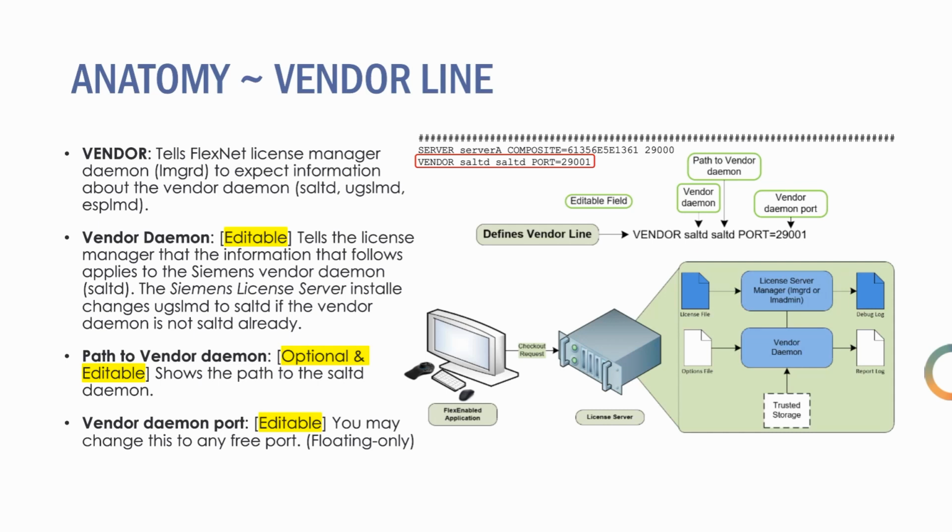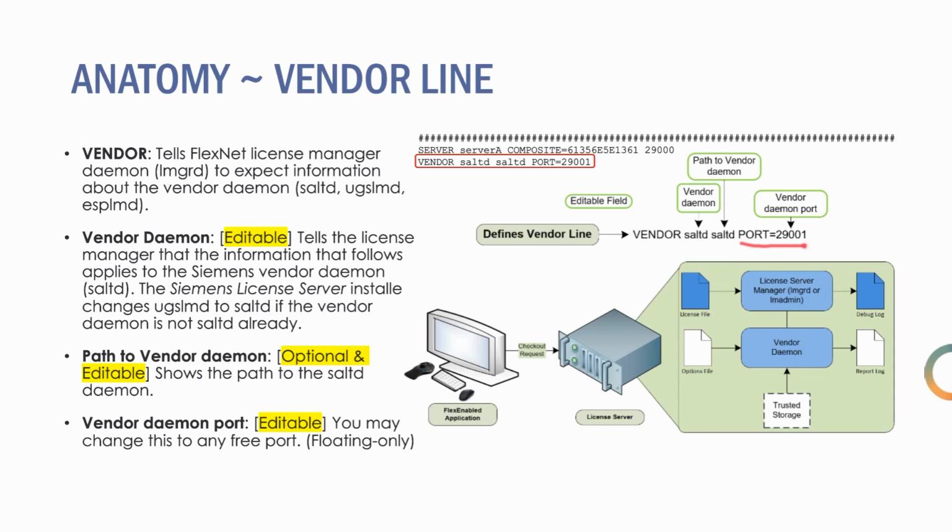So the vendor daemon, this is the Salt D vendor daemon. And then there's a path to the vendor daemon. So this is a new thing in the Siemens license server. Vendor daemon is located in a different directory than the license server utility, specifically the LMGRD utility. Then you have to have the absolute path to where that vendor daemon is. If they are there, then this could actually be eliminated, but it's already there. I just leave it there.